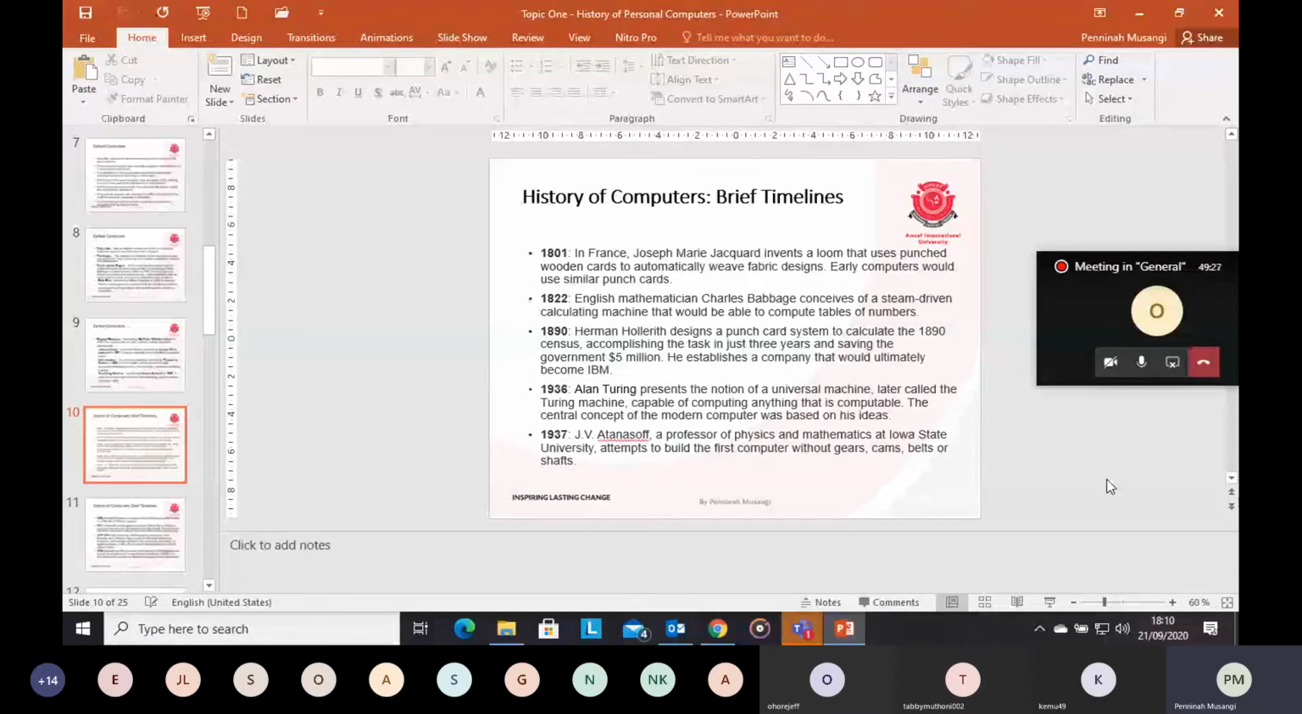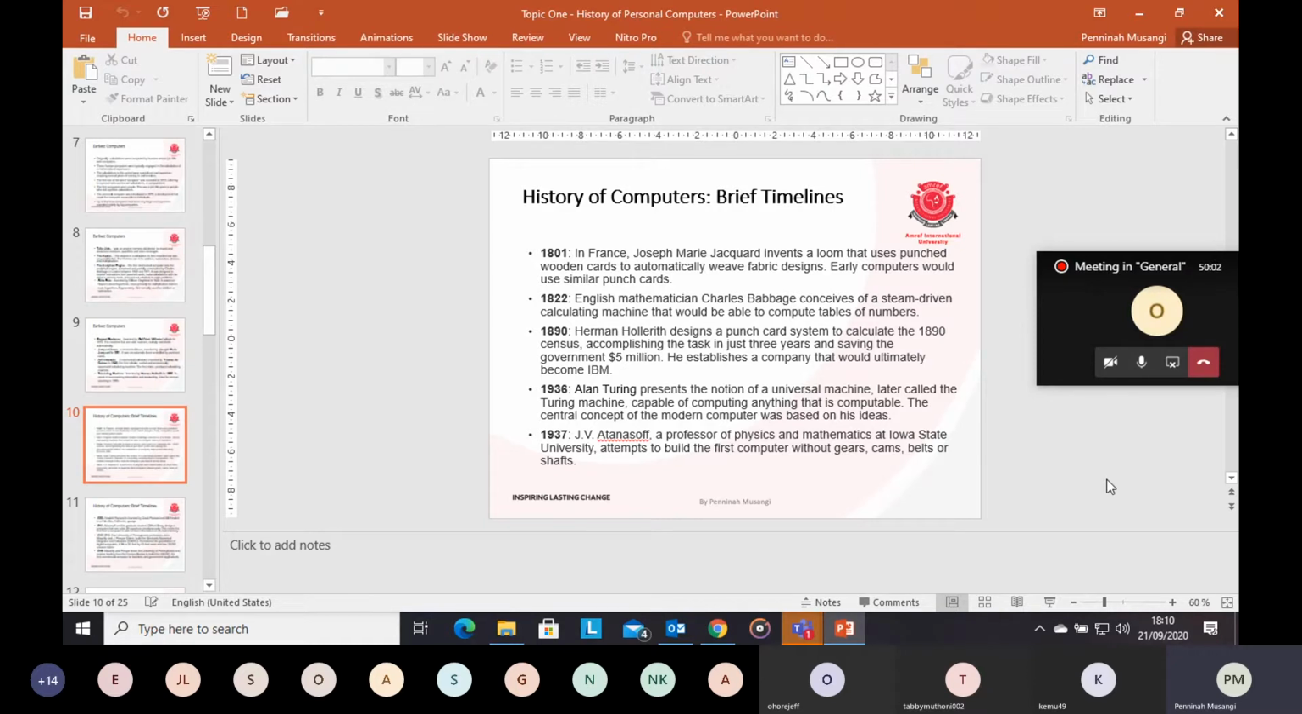And that is where the idea of the computer we know today, or the ICT tools we know today, which can almost do anything, started. The idea started from this gentleman when he presented this universal machine which could compute anything. That is the central concept of the modern computer, whereby it can compute anything.